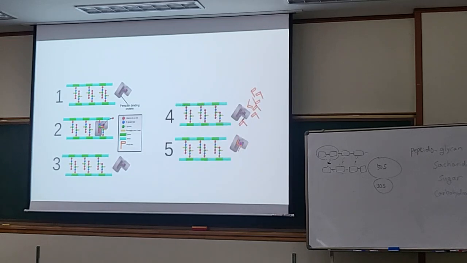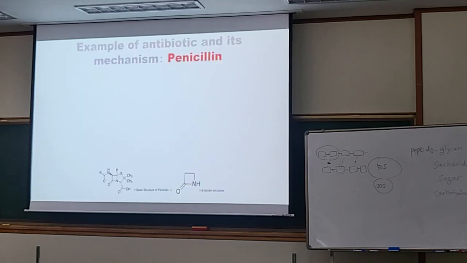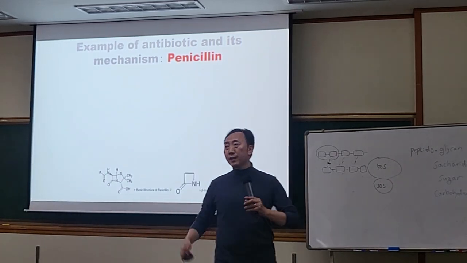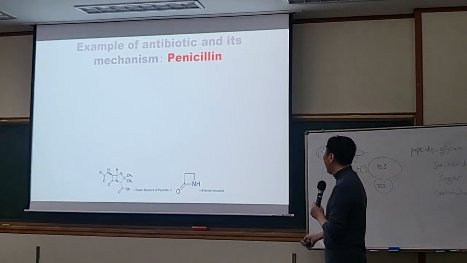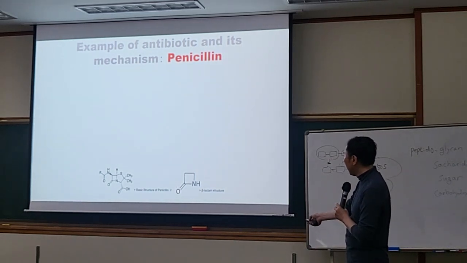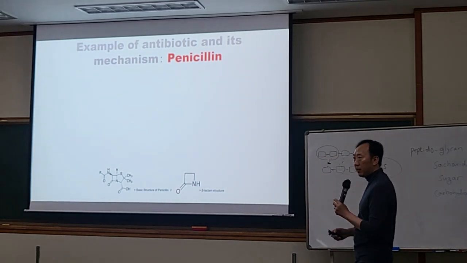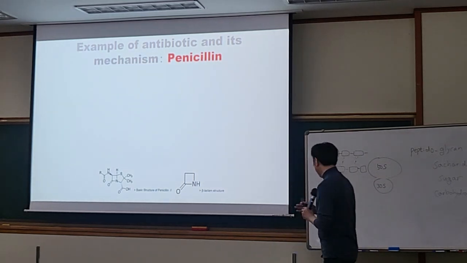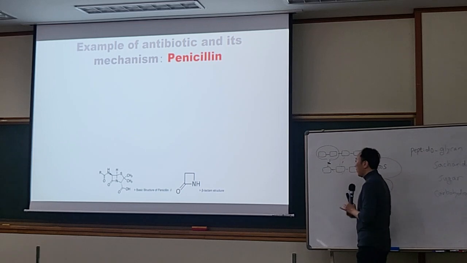Okay, for the example of an antibiotic, penicillin is one of the representative, first almost miracle drugs, and its basic structure is a beta-lactam. Can it be said to be 4-member, 5-member, 6-member? No, it should be 4-member. So this is the amide structure.